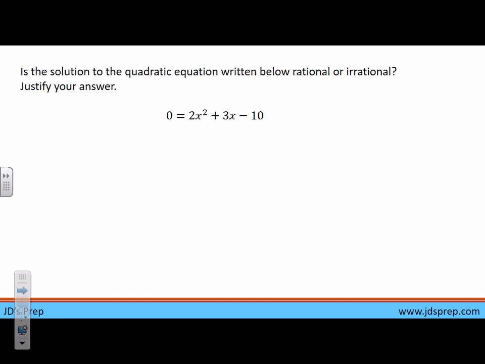In order to determine whether a solution to a quadratic equation is rational or irrational, we want to look at the discriminant, which is b squared minus 4ac. In order for our solution to be a rational number, b squared minus 4ac will have to be a perfect square. So this will be rational if it is a perfect square, things like 1, 4, 9, 16, and so on. If it is not a perfect square, then our solution is going to be irrational.